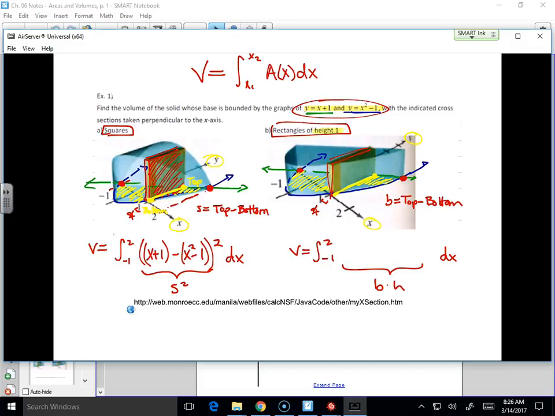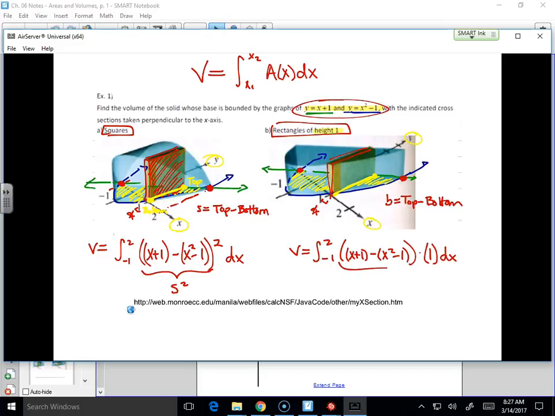What do they tell us in the problem? And they always have to tell us because without telling us the height, we're lost. The height is 1. So all we have to do is say, all right, cool, top minus bottom. So I'm going to have my x plus 1 minus my x squared minus 1. Base times height. Base is going to be top minus bottom. Height, as they told me in the problem, is 1.